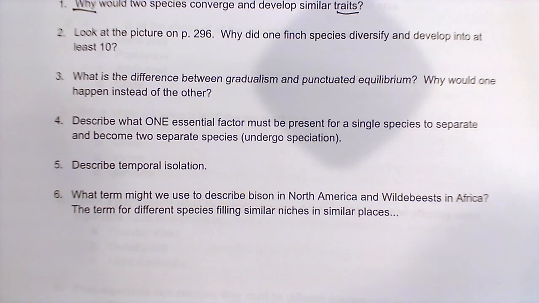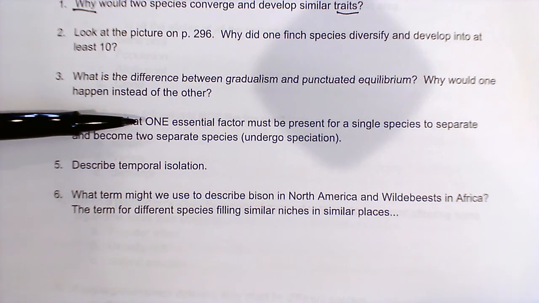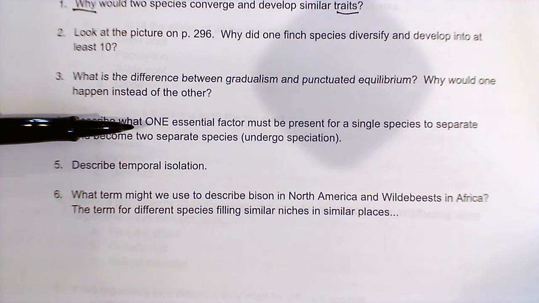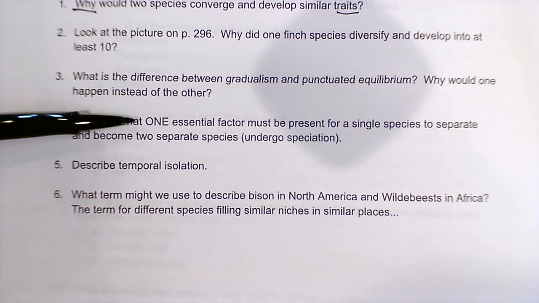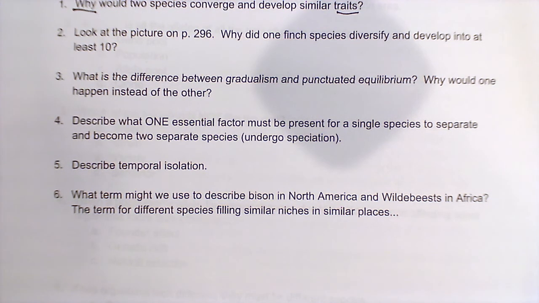Okay, describe one essential factor that must be present for a species to separate and become two separate species. Looking for isolation here. And we had lots of kinds of isolation, but the one essential factor is that we do not have gene flow between two groups of a species. Okay, so, again, we talked about lots of ways they can be isolated from each other, but if I said the one essential factor, it's isolation, or you could say it a different way and say lack of gene flow between populations. Describe temporal isolation.